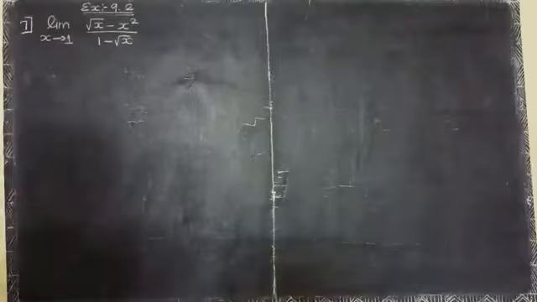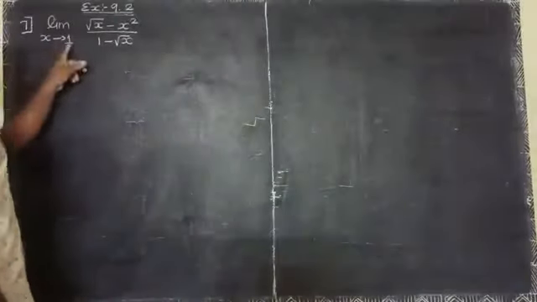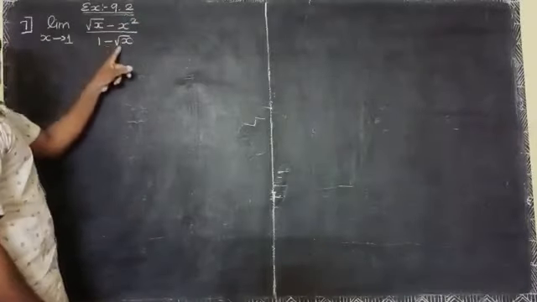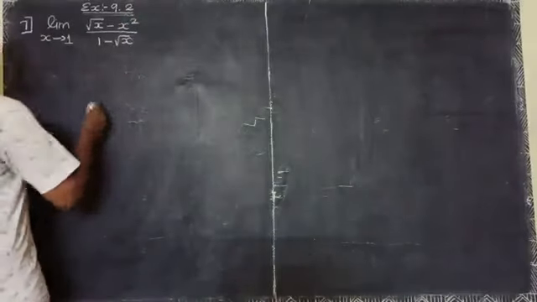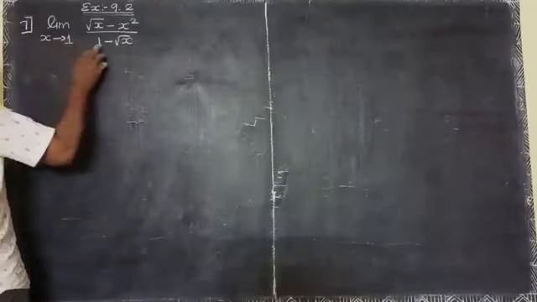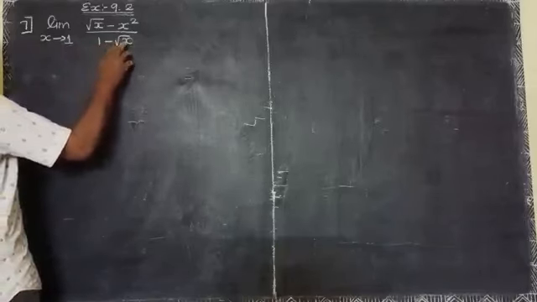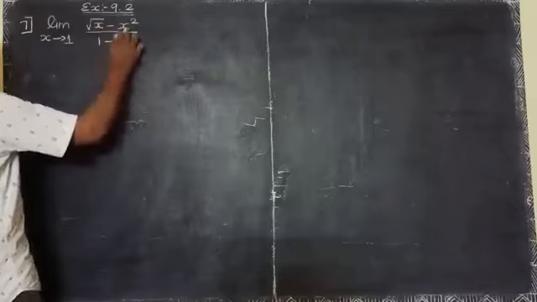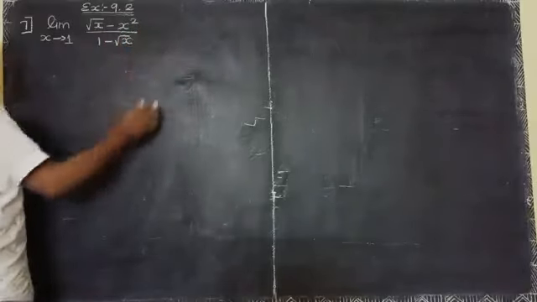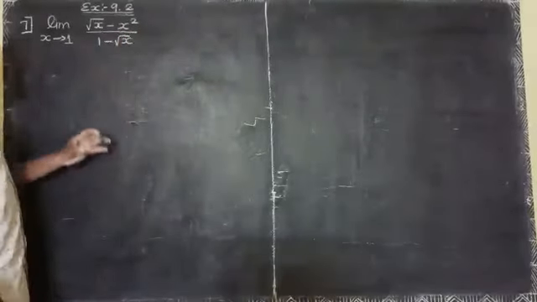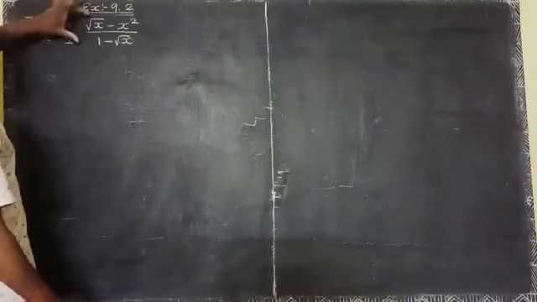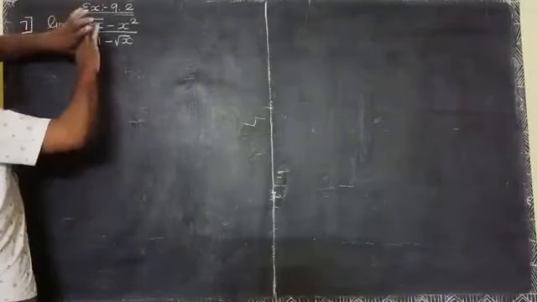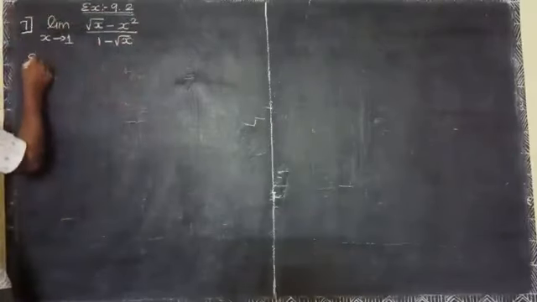Question number 7. Limit x approaches 1 of square root of x minus x square divided by 1 minus square root of x. Replace x equal to 1. 1 minus square root of 1 is 1, and 1 minus 1 gives the denominator 0, the numerator also has 0. 0 by 0 is an indeterminate form. Therefore the given function can be modified into a different form.